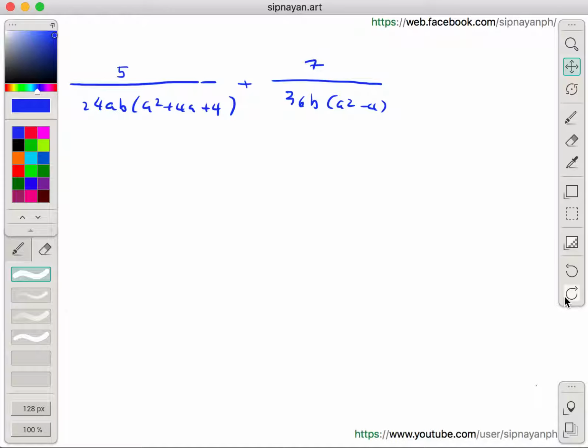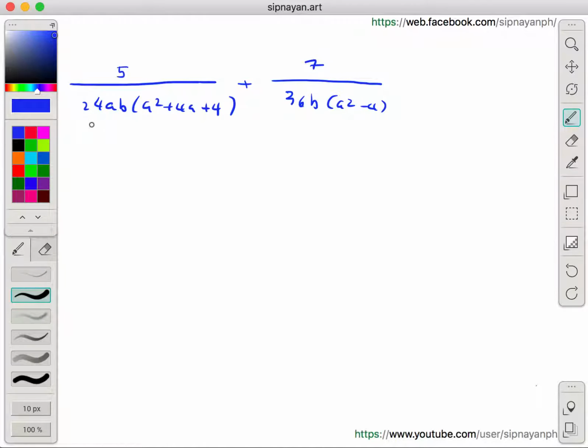So sa mga previous videos, pinag-aralan natin na kung ang rational expressions ay magkaiba yung kanilang denominators, then we have to get the LCD of the rational expressions. So here we have two rational expressions na inadd natin. So this is addition, and sabi natin, para makuha yung LCD, we have to get the LCM of the denominators.